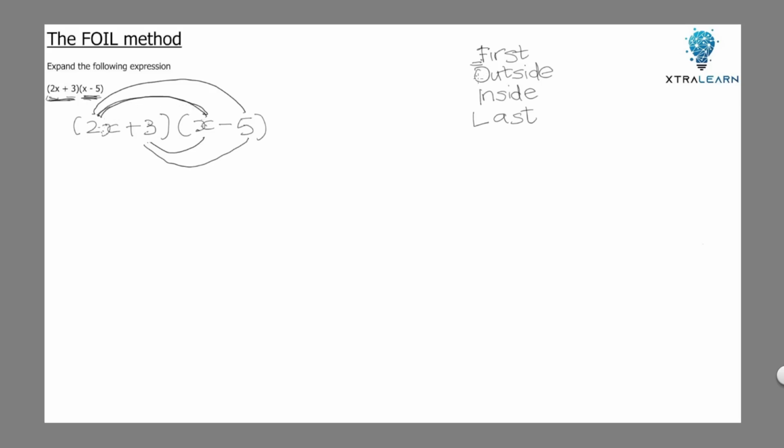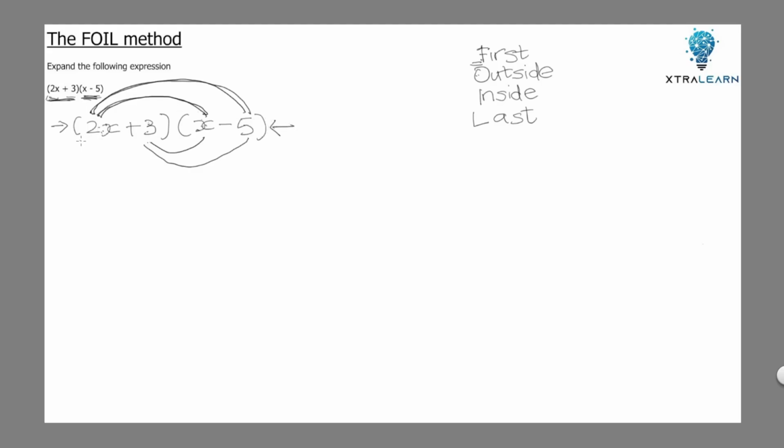The O stands for outside. Let's take a look at the second handshake that happened. This 2x and this minus 5, they shook hands. And if you notice, the 2x and the minus 5 that I'm representing with these arrows, they're on the outside of these two binomials. They're the ones on the further end.